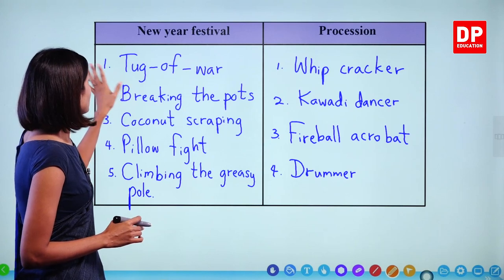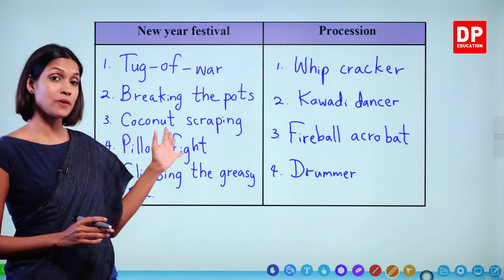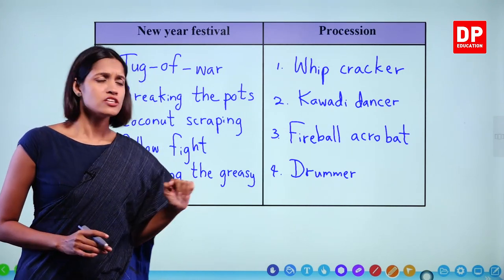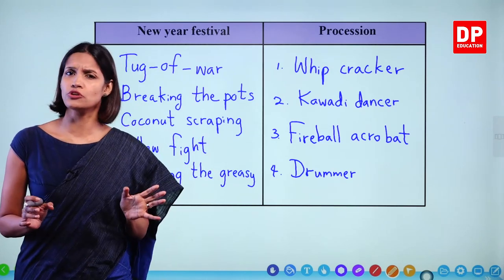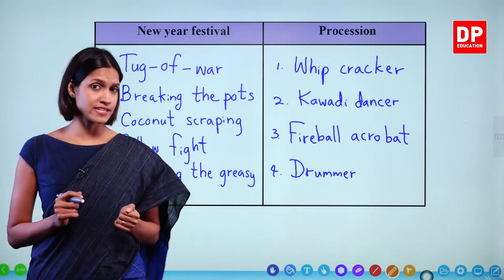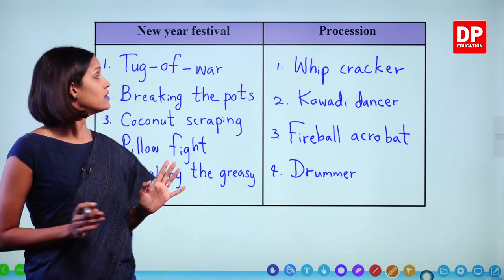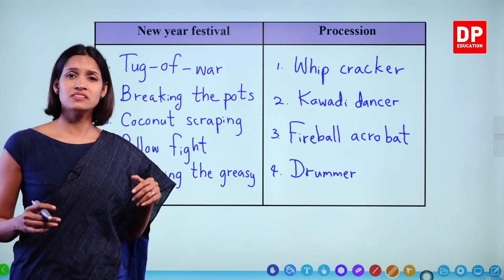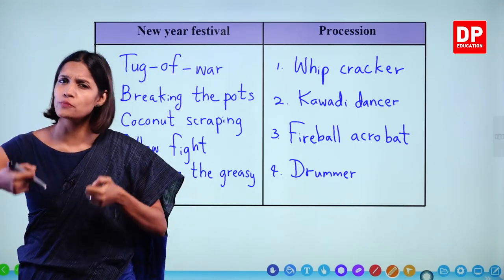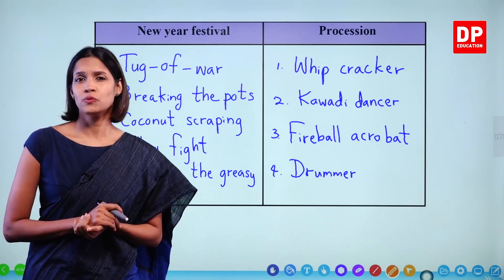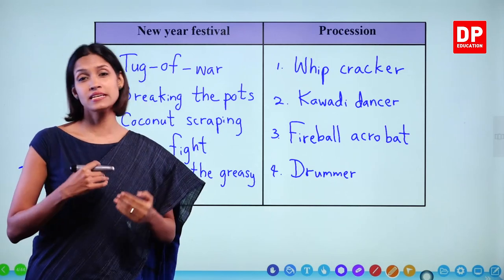Right? So here, tug of war, breaking the pots, coconut scraping, pillow fight, and climbing the greasy pole come under the Nivya festival. So under each of these activities, when we focus on these different instances, you all know that some type of work is done. The drummer plays the drum. Playing the drum is a type of work that we can do, right? So tug of war, what are the things that we do? Two teams have to pull this rope to either side. That is, pulling a rope is also a type of work. Okay, children. So in each instance, a certain amount of work is done.